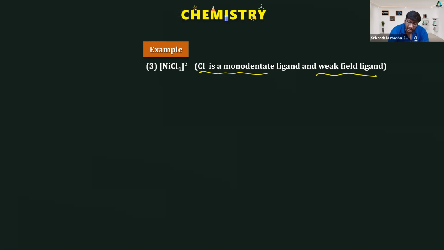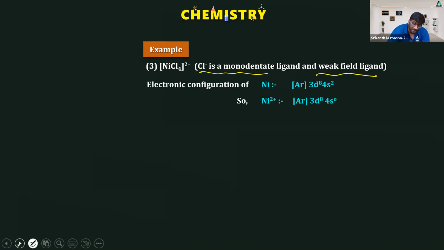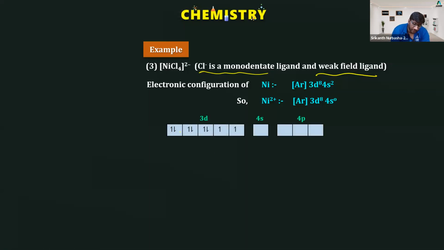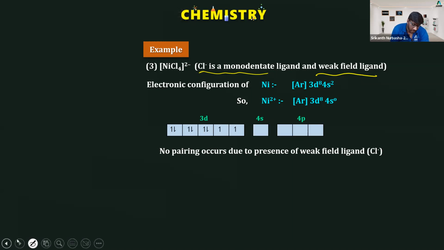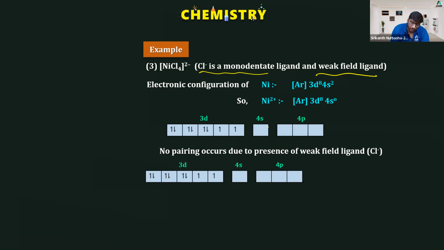Cl minus is a monodentate ligand and a weak field ligand. Electronic configuration of nickel: argon 3d8 4s2. Nickel in the +2 state: argon 3d8 4s0. So 3d8 means we have to fill the electrons in the 3d subshell. Each d orbital gets 1 electron, then the pairing starts. After 3d you have 4s and 4p. No pairing occurs due to the presence of the weak field ligand, so you will have 4s and 4p orbitals available as vacant orbitals. They will be involved in the hybridization to form 4 sp3 hybrid orbitals.